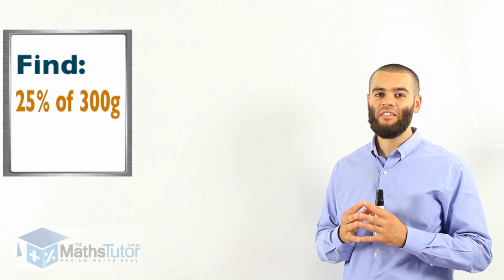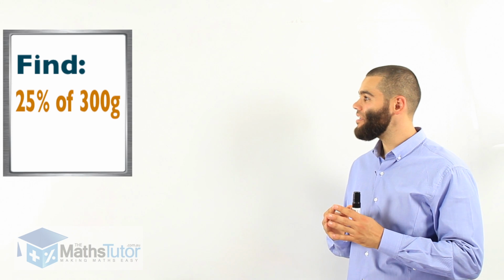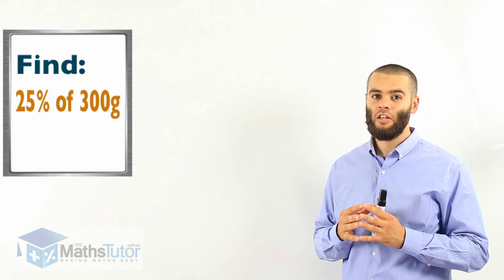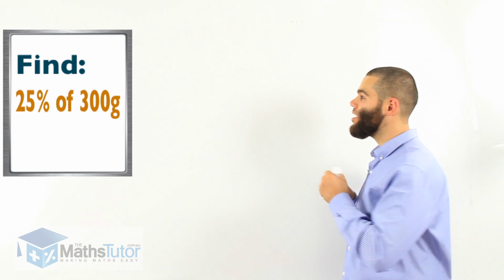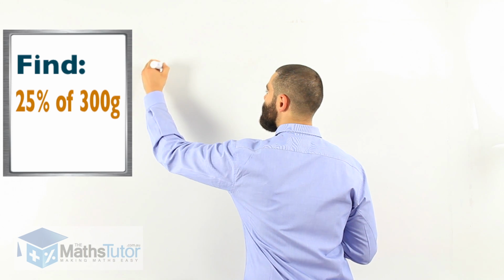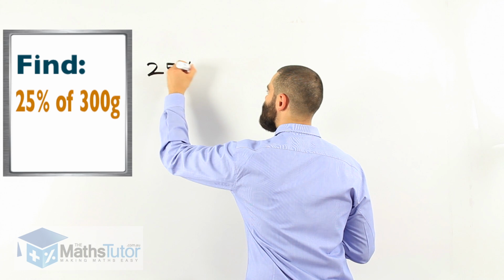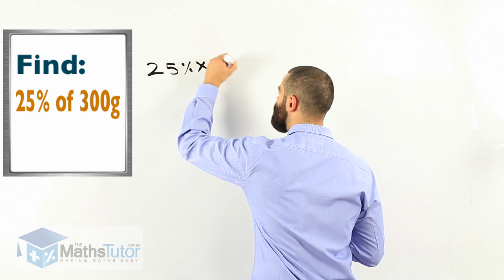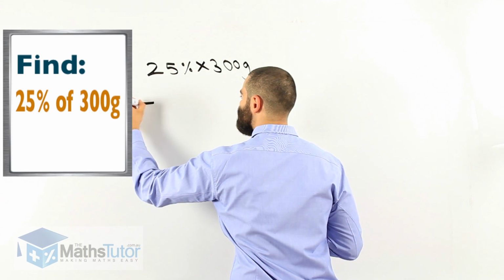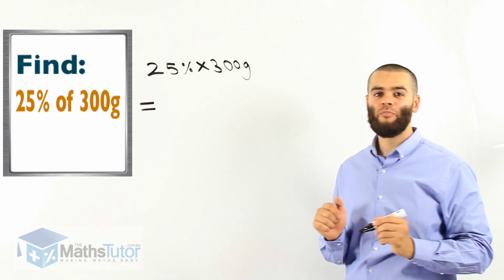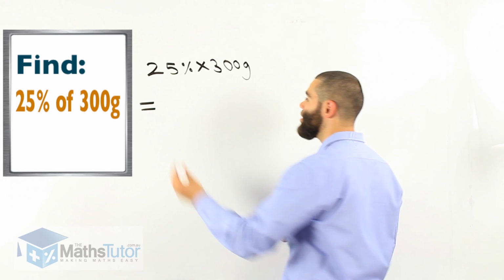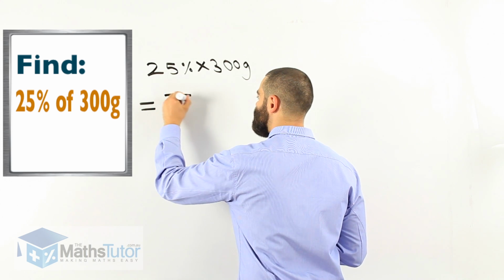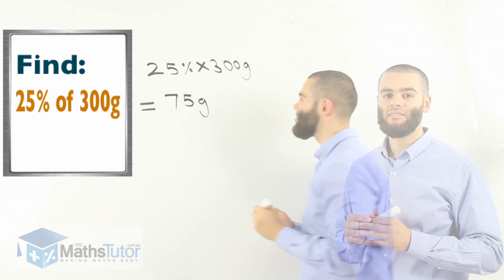The next example now, 25% of 300 grams. We want to work out 25% of 300 grams. So 25% times 300 grams. Put in your calculator, 25% of 300 grams. 25% times 300 grams is 75 grams.